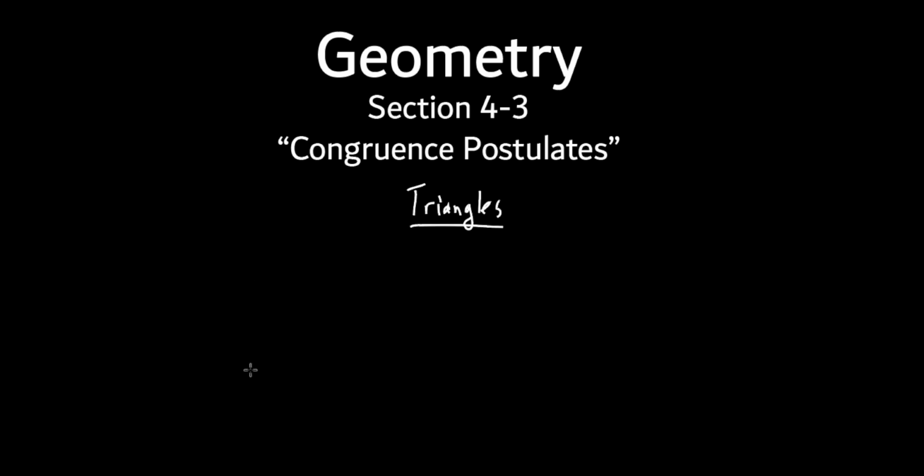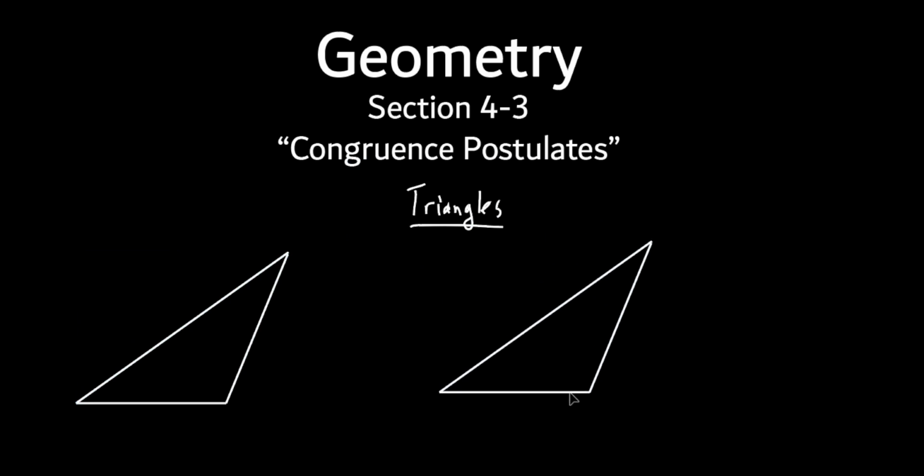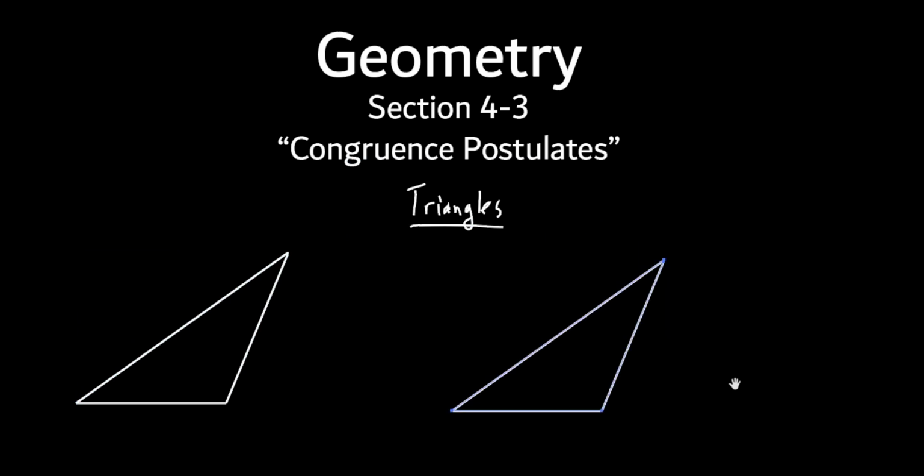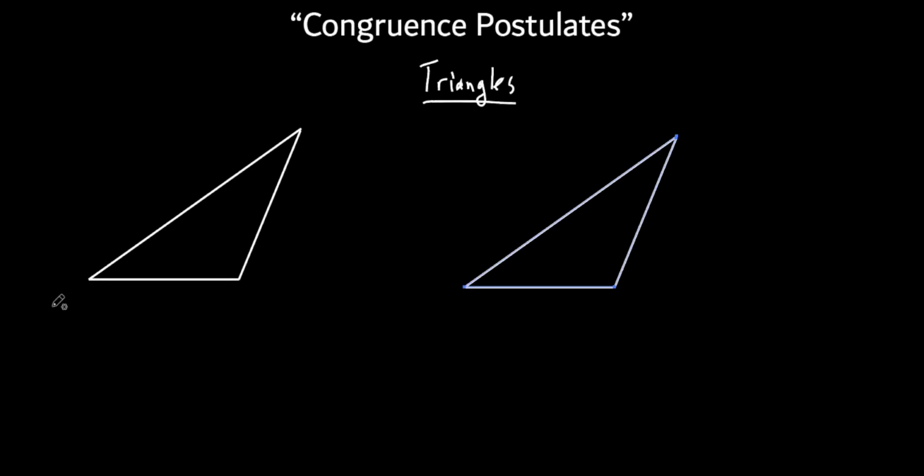Let's put a triangle. Seems like I always put acute triangles. Let's do an obtuse triangle this time. Okay. All right, let's label this. We'll just do it really easy, ABC. And we'll just go DEF. Lack of creativity, but that's okay. Makes it easy that way.